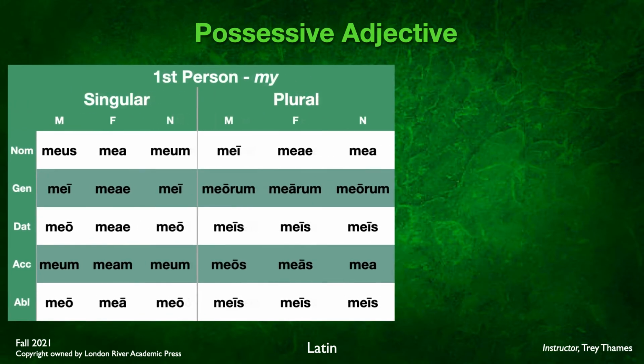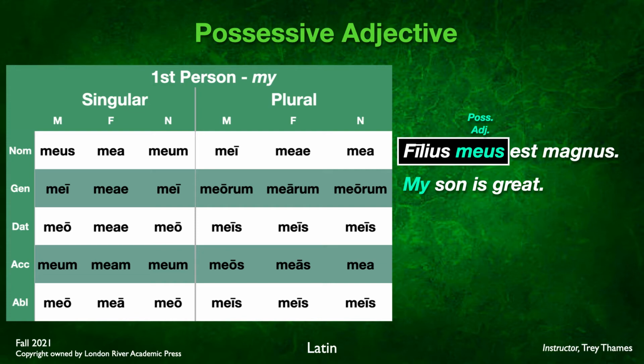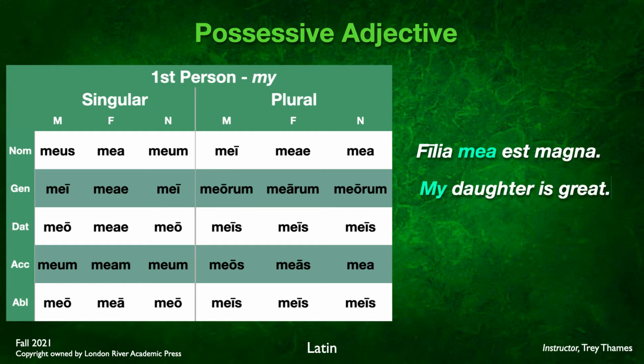Let's look at a couple of examples to help us remember how we use them. Filius meus magnus. Meus is the masculine nominative singular, and it simply modifies or describes filius, which is also masculine nominative singular. My son is great. Okay, let's look at this example. Filia mea est magna. My daughter is great. Again, mea is the feminine nominative singular, describing filia. It is acting as an adjective modifying filia. So my daughter is great.